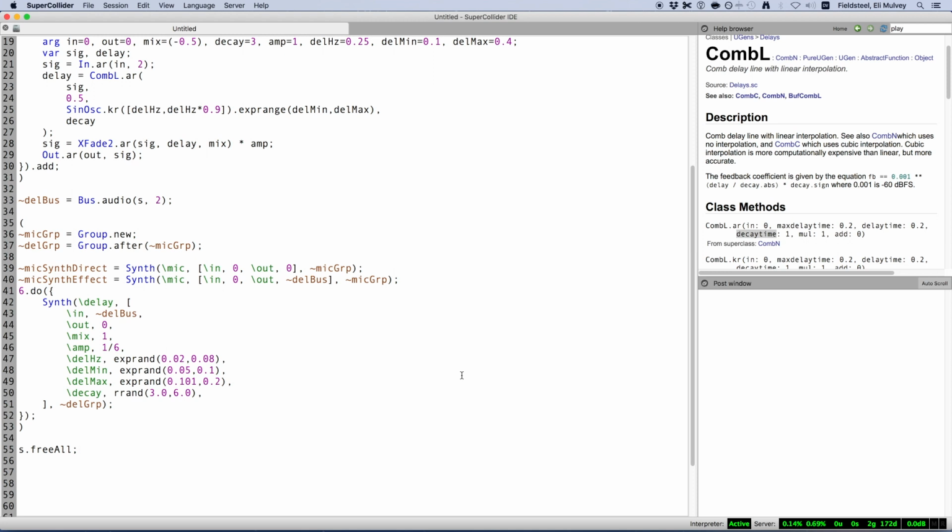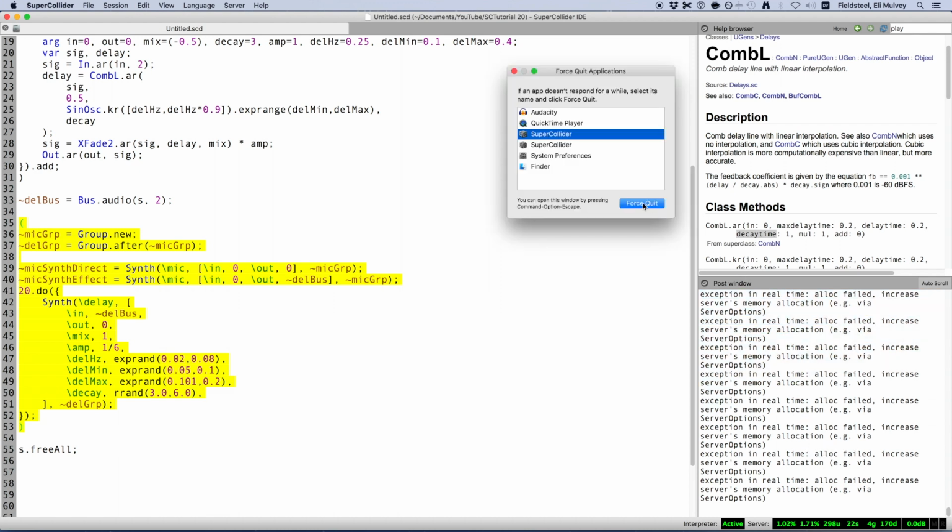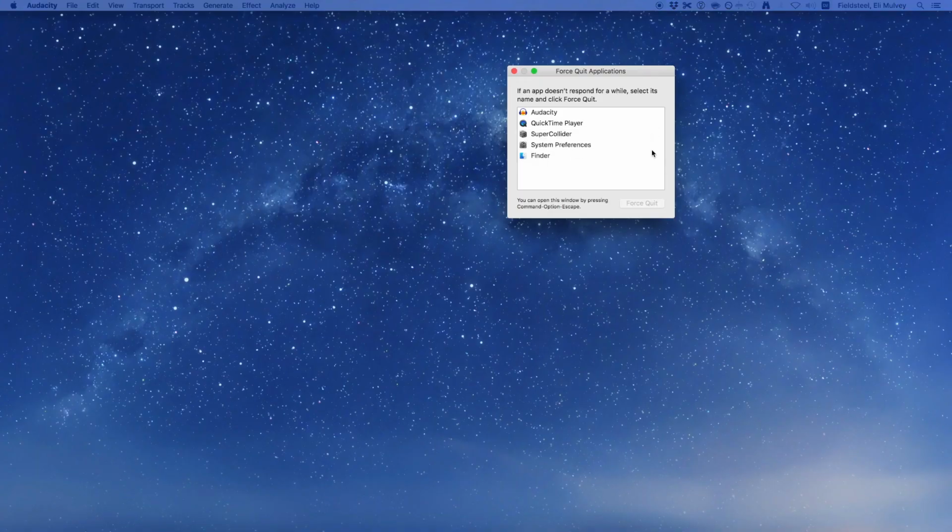Oh, but actually, before we finish, while we're on the topic of delays, there is one thing I definitely should mention. It's probably tempting to increase 6.do to some bigger number to make even more delays, because that's fun. Why wouldn't you do that? But if you do that, there is a very good chance that the server will grind to a dead stop and you'll get these memory allocation failure messages in the post window. And I think I actually have to force quit SuperCollider here.